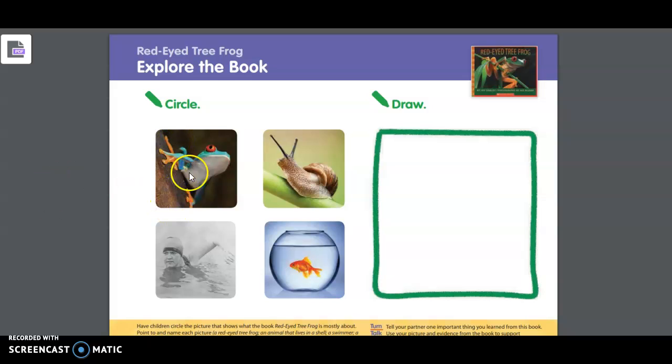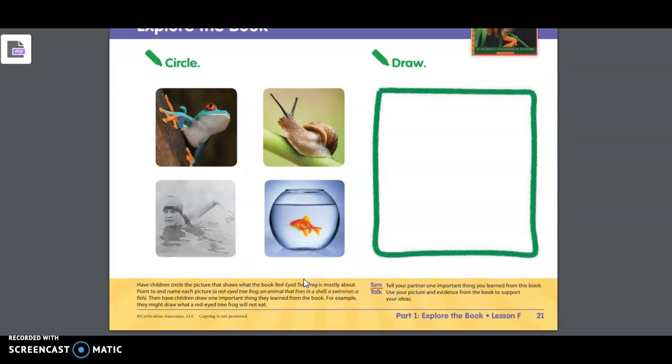All right, we've got 4 pictures right here. I want you to look at these 4 pictures, and I want you to think, which of these pictures shows what the book, The Red-Eyed Tree Frog, is mostly about? So is that story mostly about a red-eyed tree frog, an animal that lives in a shell, a swimmer, or a fish? So you circle what you think the main idea was. Which of these pictures shows what they were trying to teach us about?